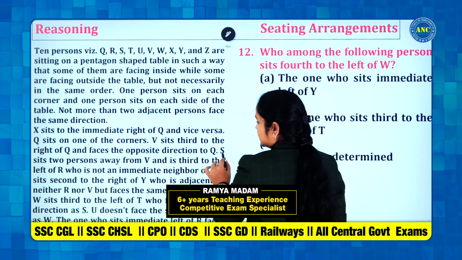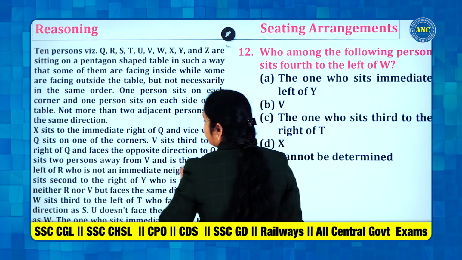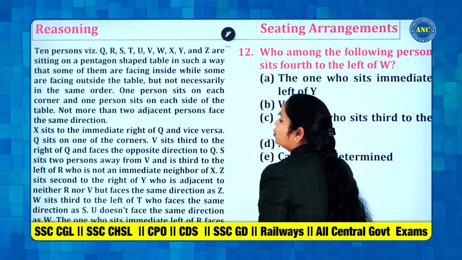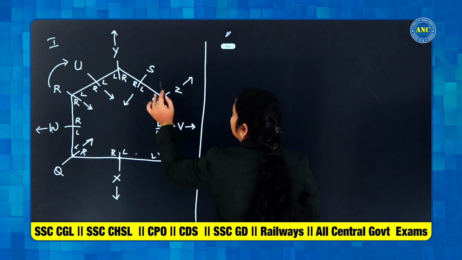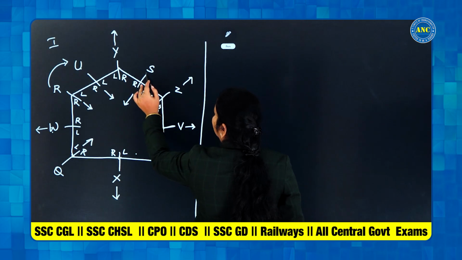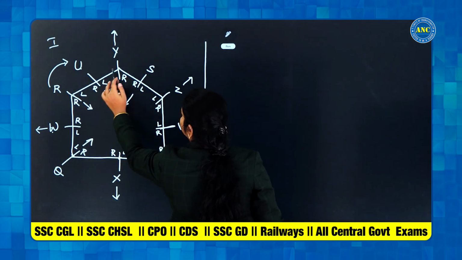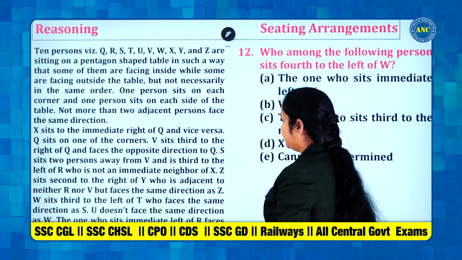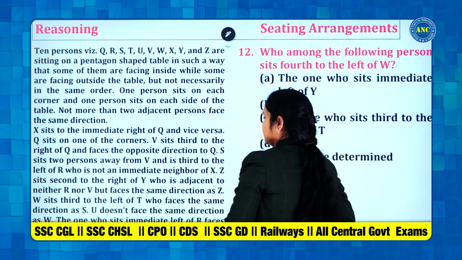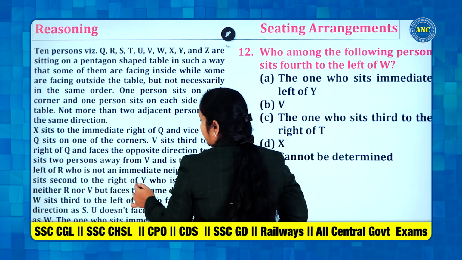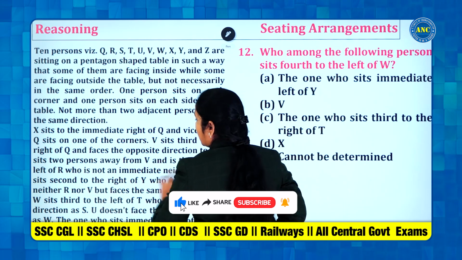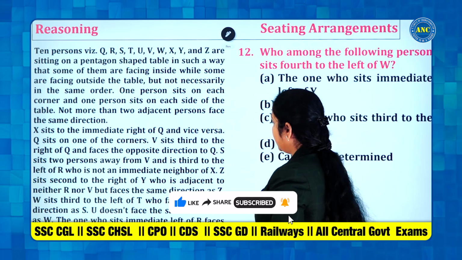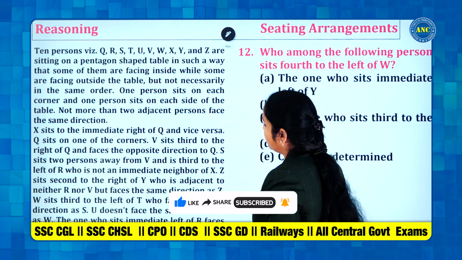S sits 2 persons away from V and is third to left of R. V is here, 2 persons away, S is here, and it is third to left of R. R is here: first, second, third. And R and X are not immediate neighbors. Next, Z sits second to right of Y, who is adjacent to neither R nor V, but faces the same direction.